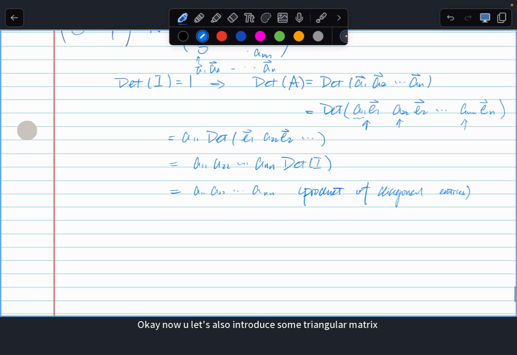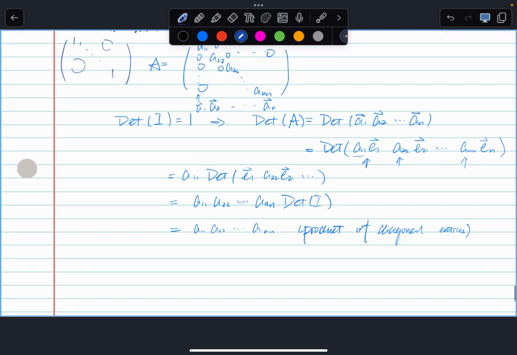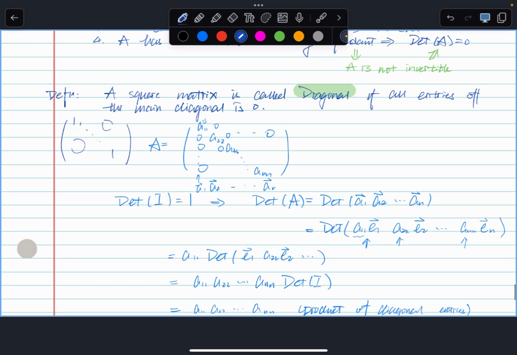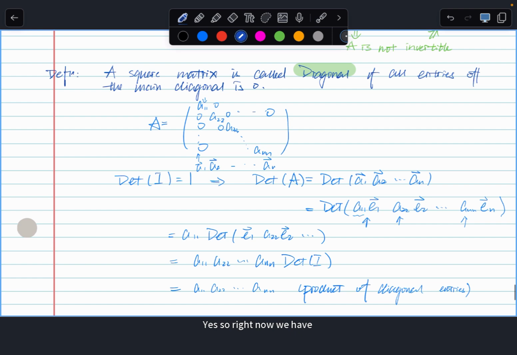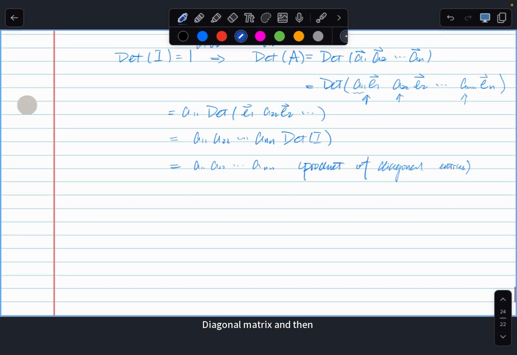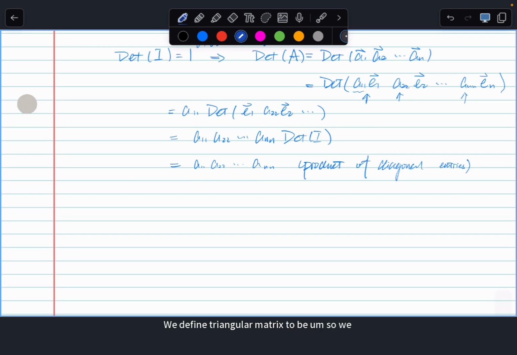Okay, now let's also introduce some triangular matrices. Right now we have diagonal matrices, and then we define triangular matrices. We have two different kinds of triangular matrix. There is one called the upper triangular matrix.